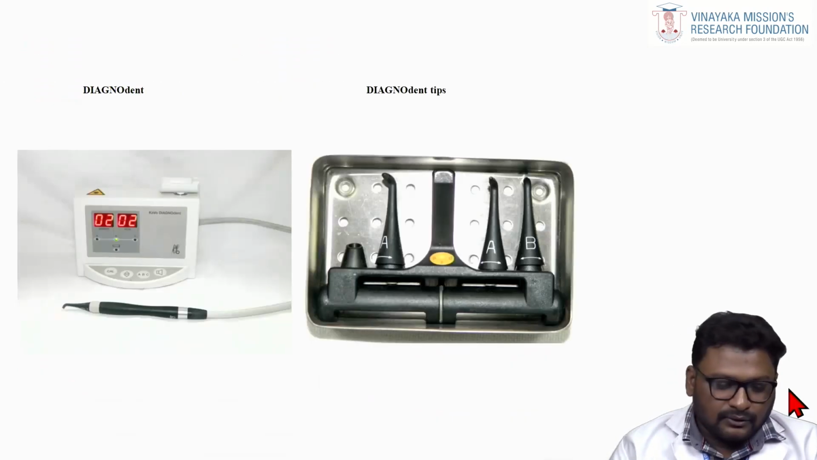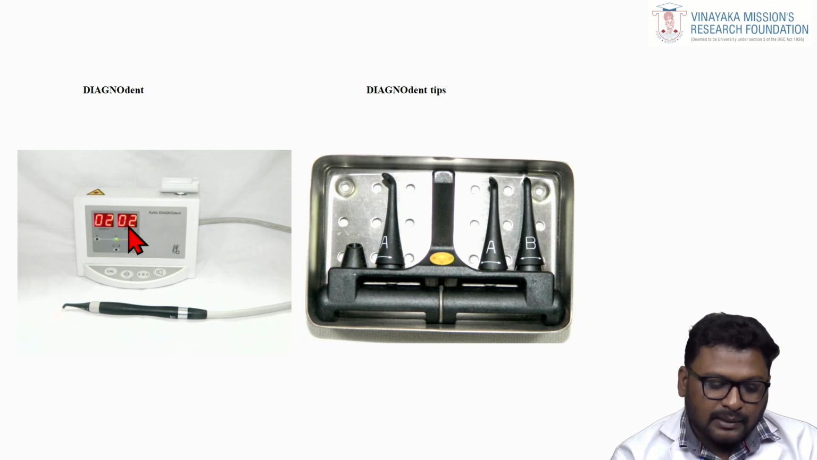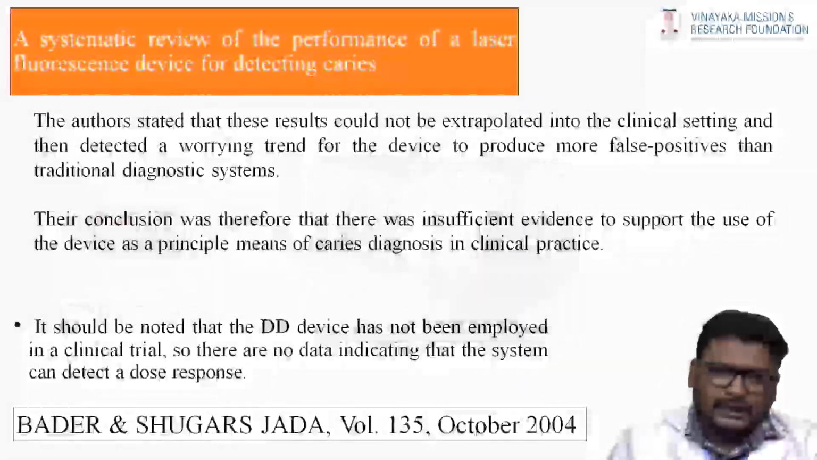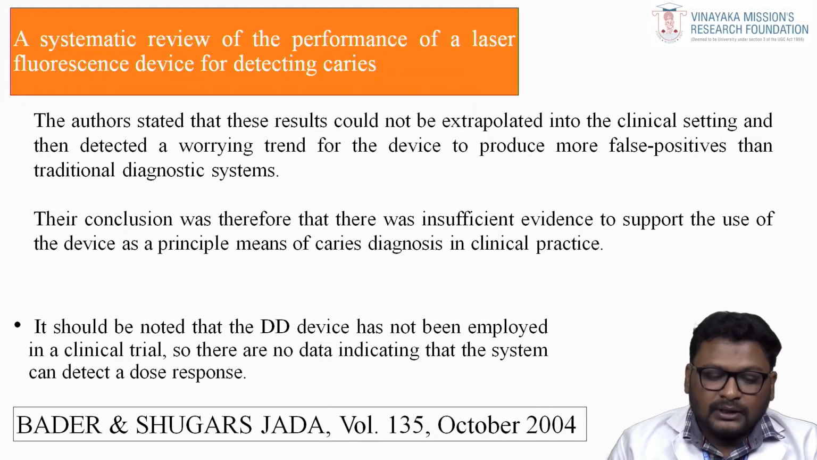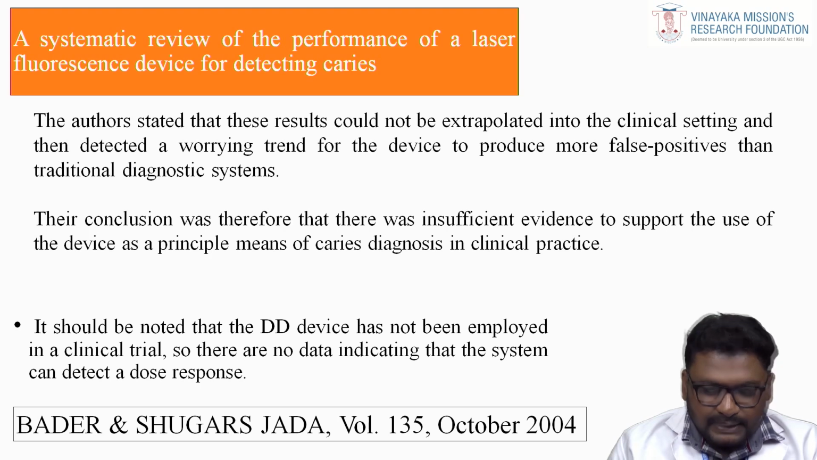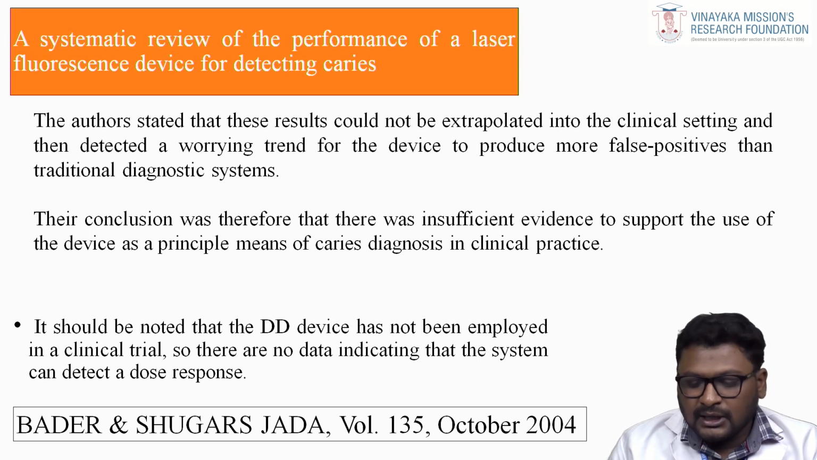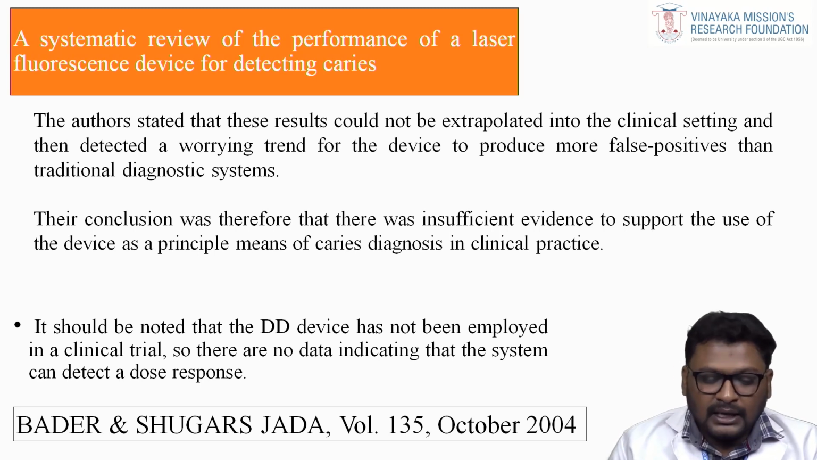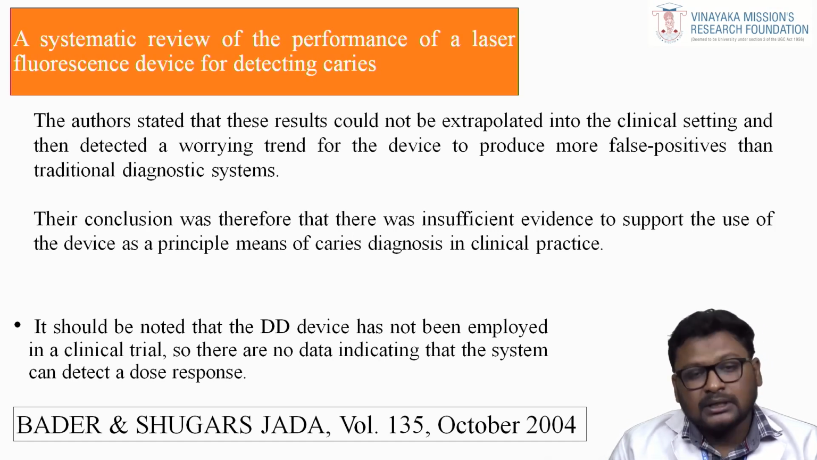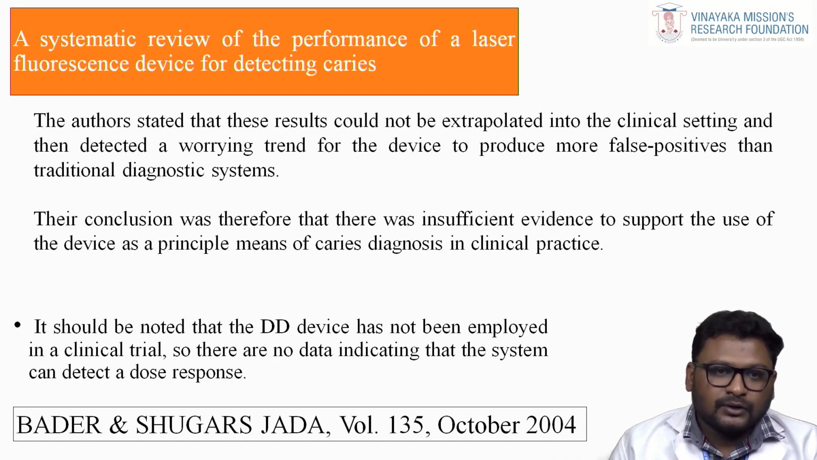In the first picture we can see the number showing. This is a diagnostic tip. A systematic review, published in 2004, reviewed the performance of the diagnostic device for detecting caries. They concluded that there is insufficient evidence to support the use of this device as a principal means of caries diagnosis in clinical practice. So in clinical practice, the DIAGNOdent is not a perfect device, which means we cannot completely rely on its performance.